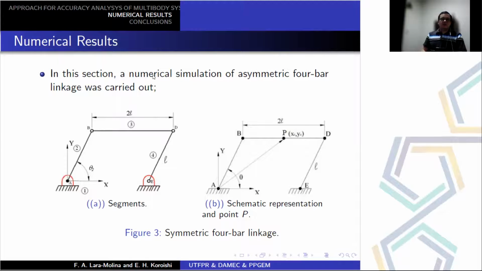In this section, the numerical simulation of the symmetric 4-bar linkage was carried out. In this figure, we observe the definition of the mechanism. And it's important to define the point P, because we are going to compute the response in this point, the point P.